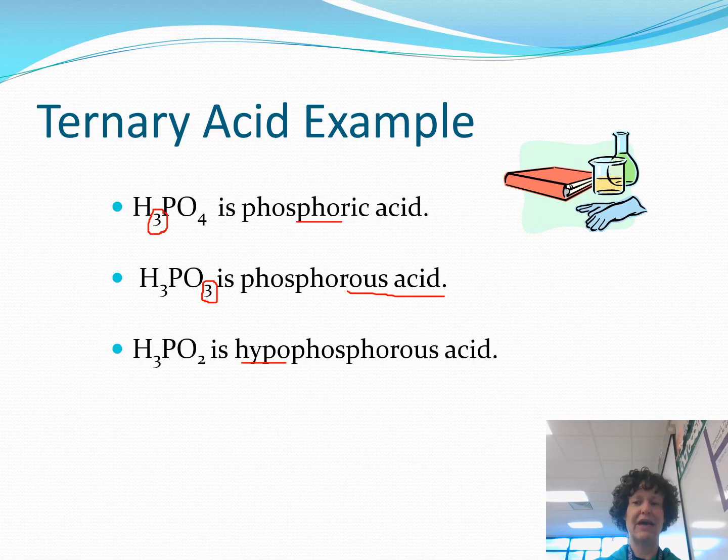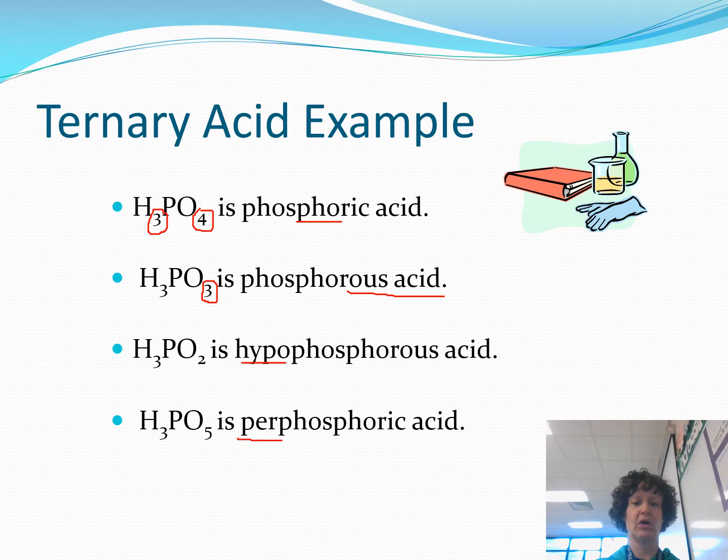And then, of course, lastly, if we had one more oxygen than H3PO4, so phosphate is PO4 3-, if we had one more, that would be H3PO5, yep. And so we would call that perphosphoric acid.